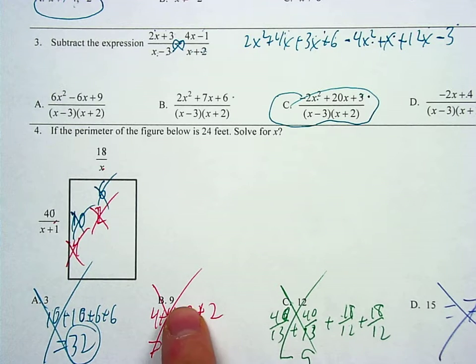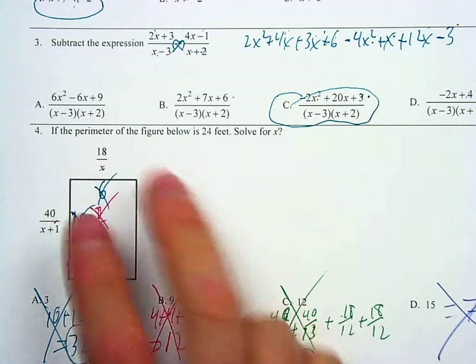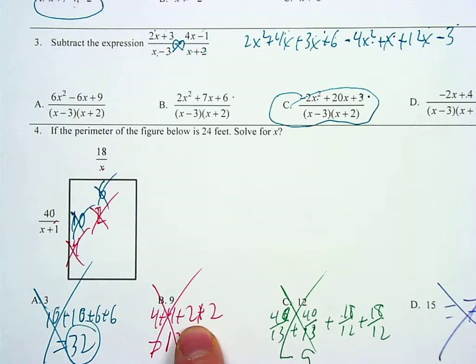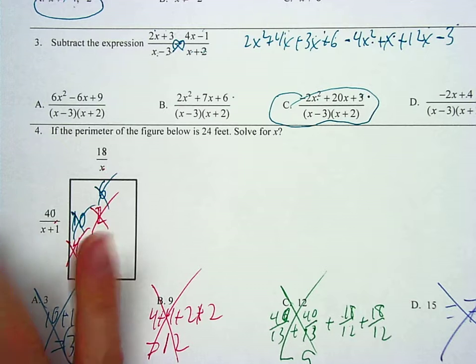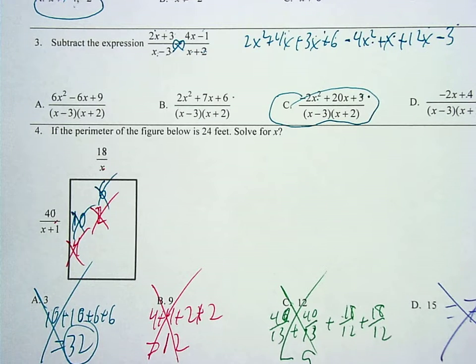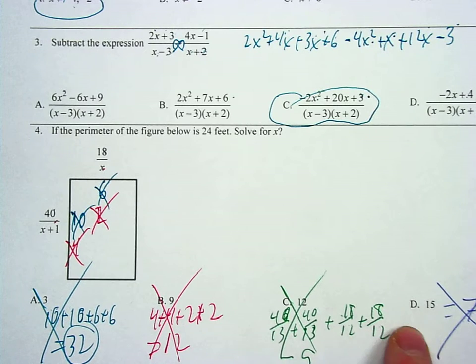If x was in fact 9, 40 divided by 10 is 4. 18 divided by 9 is, well, that's 2. So that would be 12. So I didn't make a mistake there. And then these ones here, I added the fractions together. If x was 12, 40 divided by 13 is a decimal. 18 divided by 12 is also a decimal. So in fact, on this review here, none of these answers are proper.